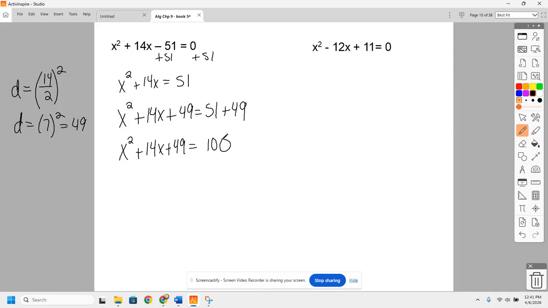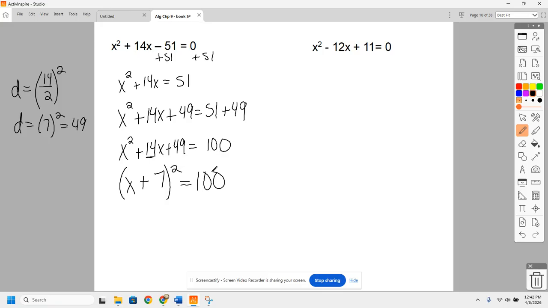Now this stuff on the left can be written as a perfect square trinomial: x, and in this case it will be plus b divided by 2. So 14 divided by 2 is 7, squared is equal to 100. This is what it looks like when we complete the square. And now I solve by square roots, which we did last class period.